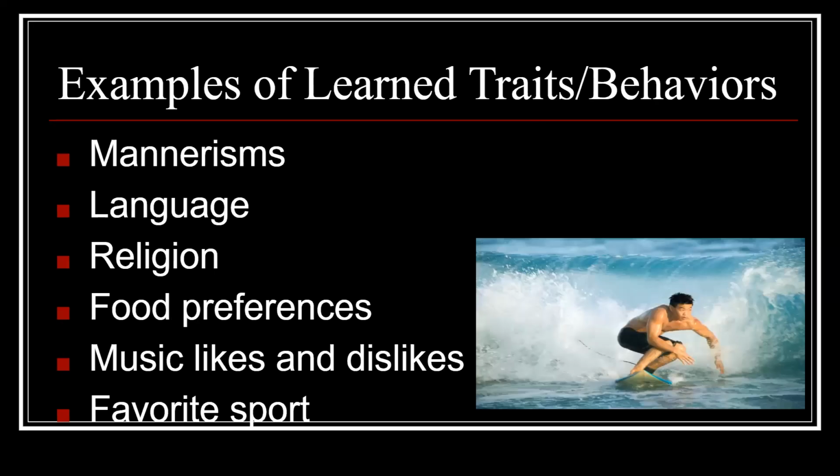So some more examples of learned traits: your mannerisms, your language. If you speak more than one language, you were not born speaking two languages. You had to learn those. Your religion, your food preferences, what you like and you don't like. Your music preferences, what music you like, what music you don't like, and your favorite sport.